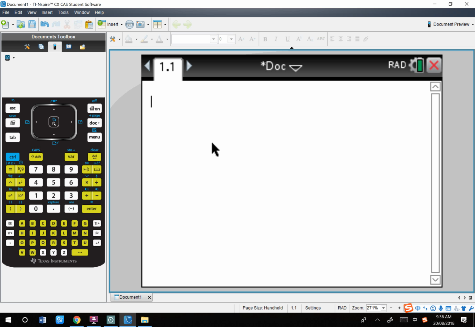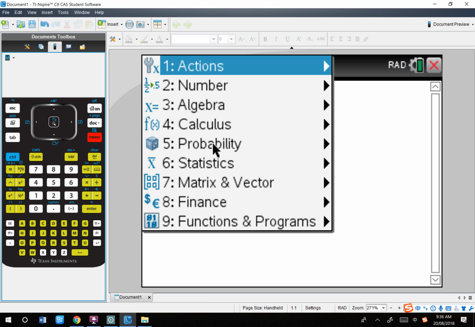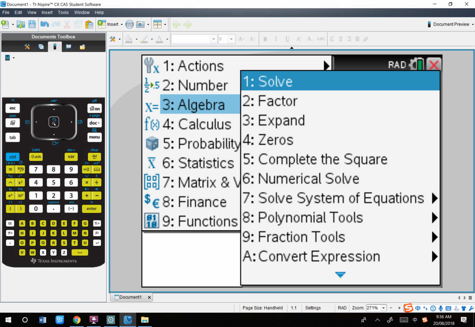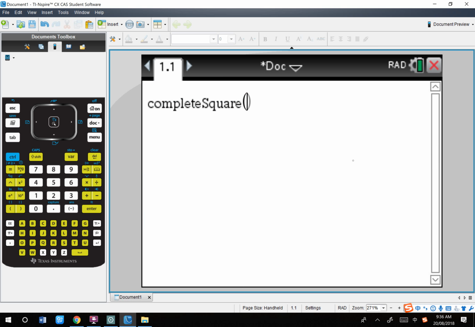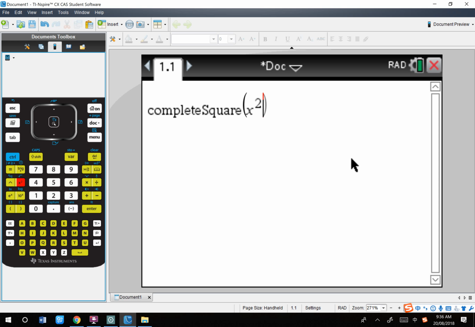So for the turning point, the first function we'll use is this: go to menu, algebra, and then there's something called complete the square. You just click on that, and you have complete the square. A very obvious function: it does the completing the square for you. You just type the function in. What we have now is x squared plus 16x plus 64.